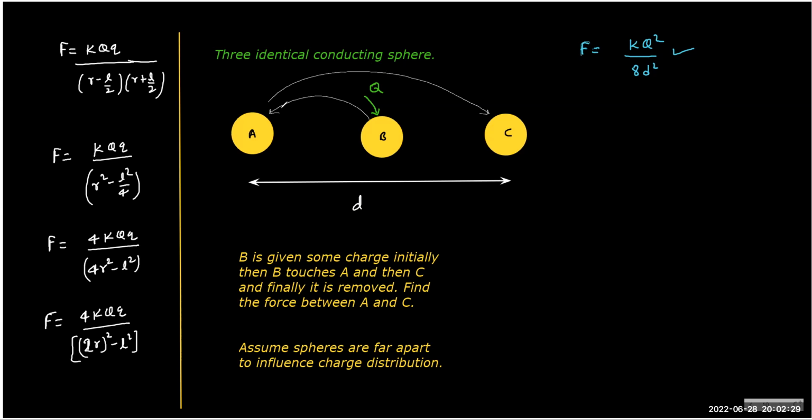So when you touch, A will get how much charge? Q by 2. And C will get how much charge? Only Q by 2 is left on B, so it divides again in half, Q by 4. And now the force will be this much. So it's 8. Yes, we got it.